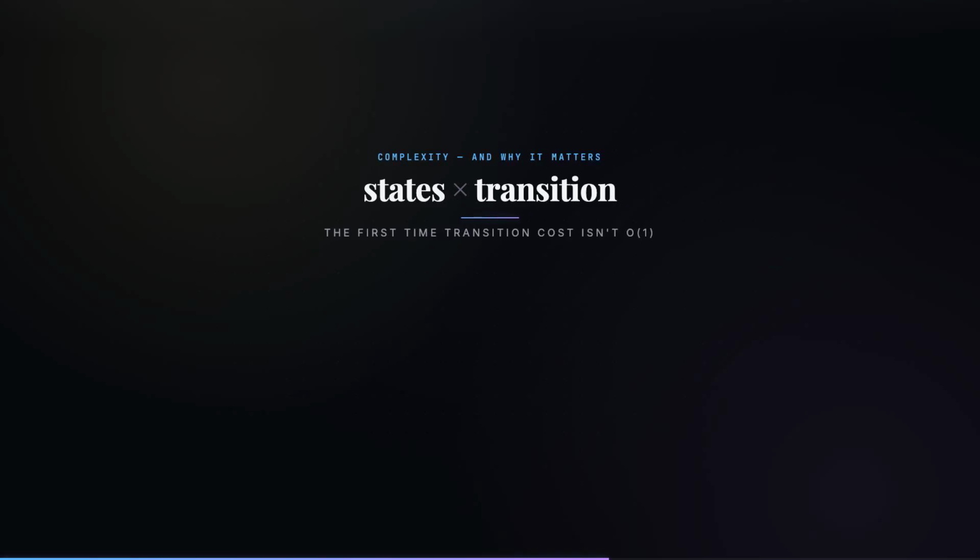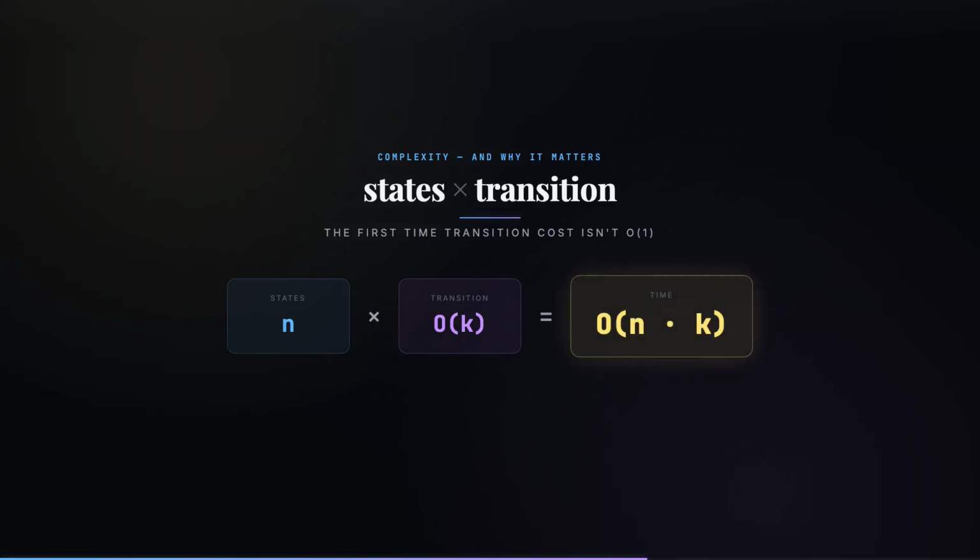Now, complexity and why this one matters. We have n states, and each state does order k work in its transition. Multiply states times transition, and we get time order n times k. This is the first episode where the transition cost isn't order 1. Always make that formula explicit.